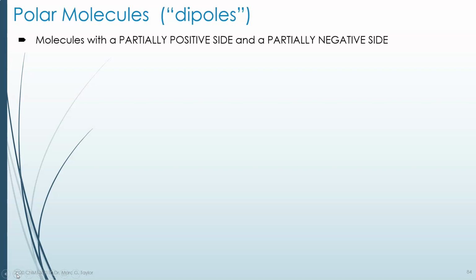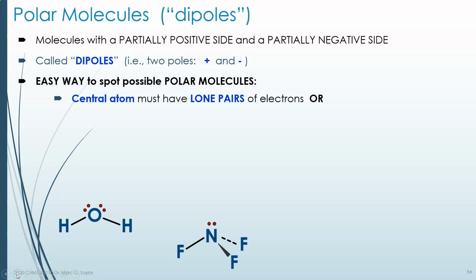Molecules that have a partially positive portion of the molecule and a partially negative portion of the molecule are referred to as dipoles, the two poles being the partial positive and the partial negative side of that molecule. In other words, there might be some atoms that are more electropositive, some that are more electronegative, and they would produce a potential dipole. So it's easy to spot possible polar molecules.